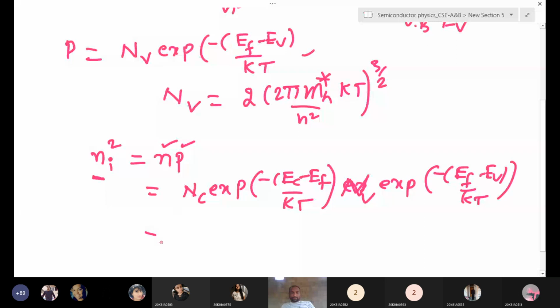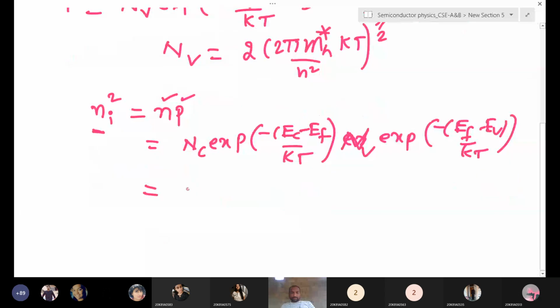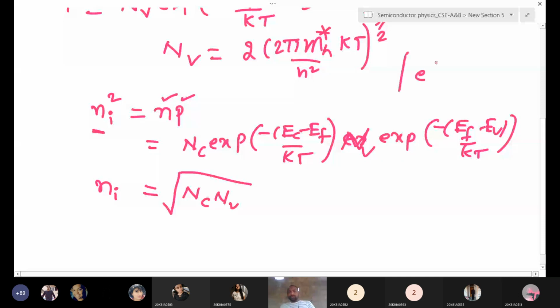Okay, so here you write Nc into Nv under root, or you can write ni is equal to this way, and here exponential. See, a simple formula I am writing: e to the power of a and e to the power of b, what is the answer? e to the power of a plus b, right? Or you can write e to the power of a by 2 and e to the power of b by 2, then the answer is (a plus b) by 2. So here you can write exponential, I am taking the square root out.